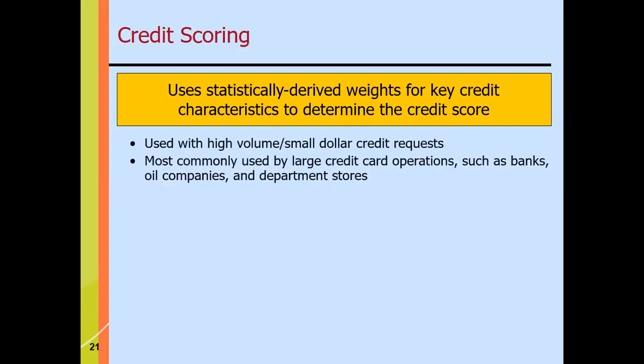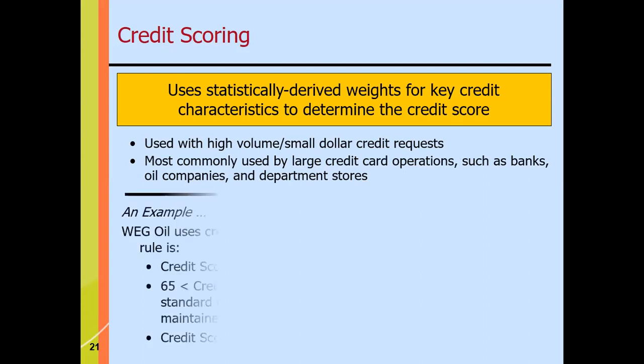So this is also used with high volume or small dollar credit requests, even as mentioned with the 5 C's, the high dollar or high volume. But for credit scoring, we can also do this one. This is most commonly used by large credit card operations such as banks, oil companies, and department stores.